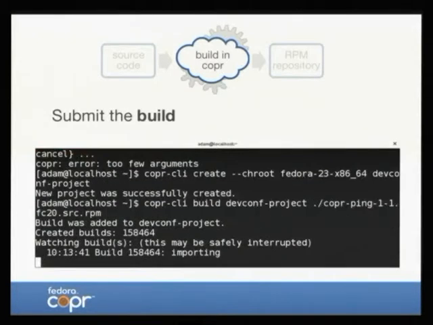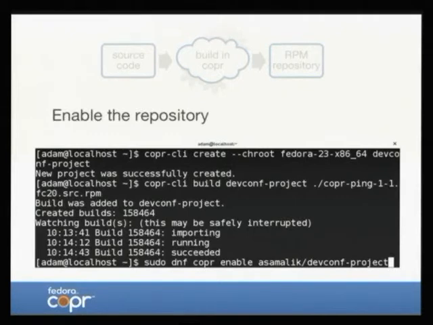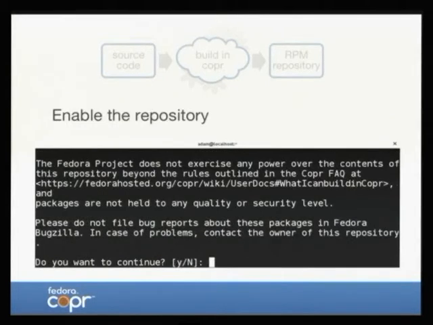And now it's building. Actually, it's uploading to Copr, running, and succeeded. At this point, I have the package built and the repo ready for installation. Now, anyone can install your package, so you can run this command, dnf copr enable and the Copr project name, which will add the project to your computer.